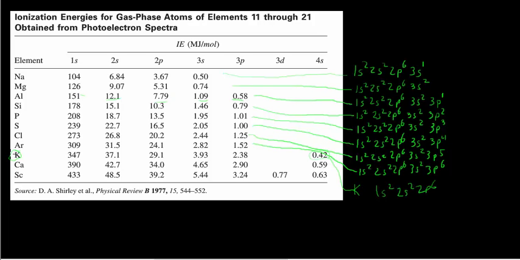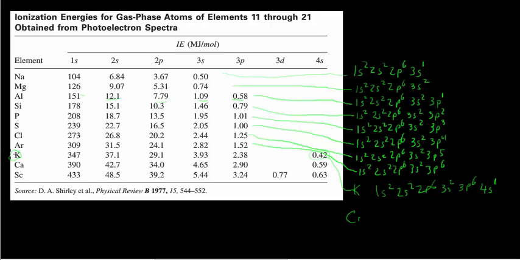2p6. And again, these all come from looking at the number of peaks that we have, and those little superscripts here are relative peak height, to account for all the electrons. 3s2, 3p6. The next shell that we come to is going to be the 4s shell, and we have just 1 electron, of course at 0.42 megajoules per mole, corresponding to 1 unit high.